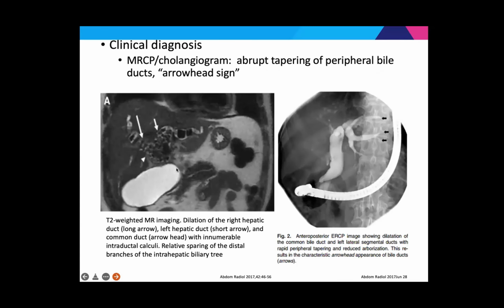MRCP will show you here a very dilated right hepatic duct, left hepatic duct, and a very wide and dilated common bile duct. And all these black dots that you're seeing here are stones. They're innumerable stones in the bile ducts. On the right is an ERCP cholangiogram, again showing a very dilated, wide common bile duct and dilated intrahepatic ducts. And as you can see here, distally it's tapering off, and this is called the arrowhead sign. So this is a keyword on board exams that tells you that this patient likely has recurrent pyogenic cholangitis.